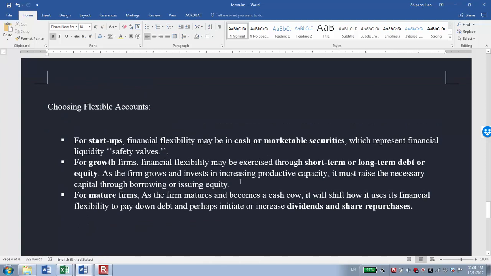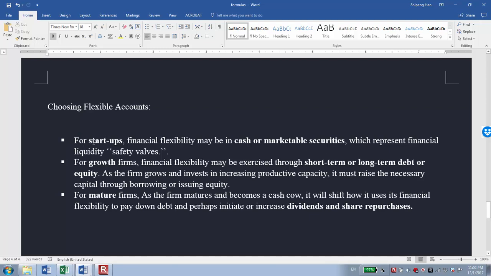So how to choose a flexible account? A flexible account means the account is flexible. In other words, there are a lot of changes in this account for a particular company. So this account can go up, can go down, and there are a lot of transactions affecting this account. So we can choose the flexible account based on the life cycle of the company.